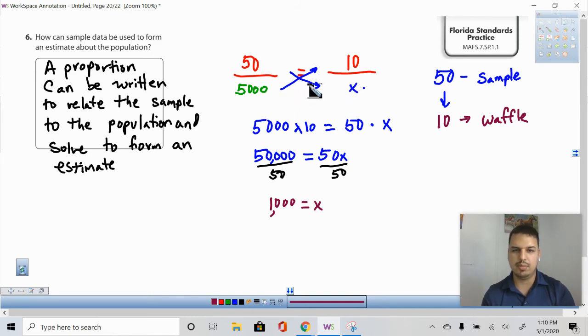Now this is an example of what we're talking about. A proportion can be written to relate the sample to the population and solve to form an estimate. So these proportions will help you find an estimate to the total amount of people you're trying to survey. Of those people, how many of those will satisfy the data that you said.